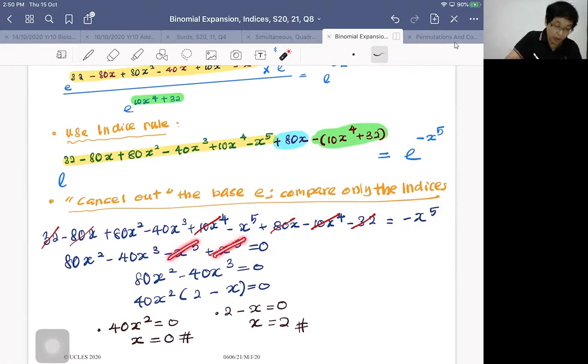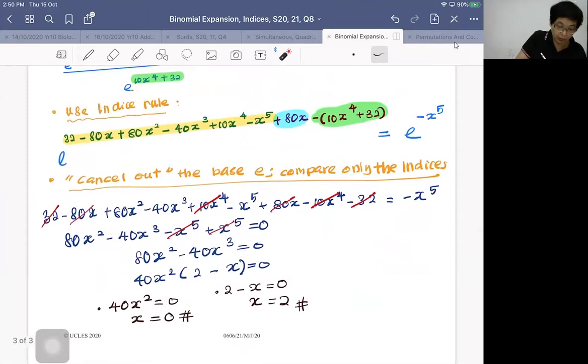Then from there, again shift out the negative 5 to the power of x, leaving only this. The next step, factorize 40x squared out. That leaves two simple factors, and you solve them separately. 40x squared equal to 0, therefore dividing 40 on both sides and square rooting, you get x equals 0. And then the next factor, 2 minus x equal to 0. Simplify that, x equals 2. Done. Congratulations. There you go.